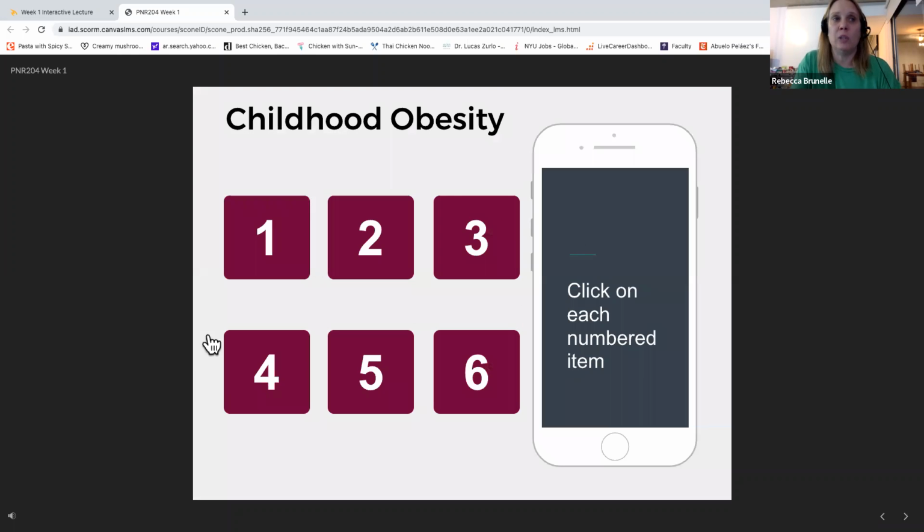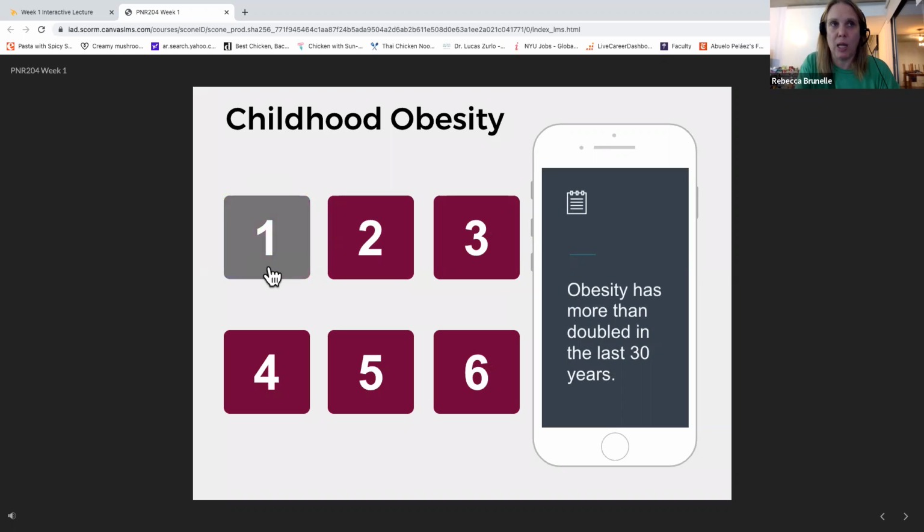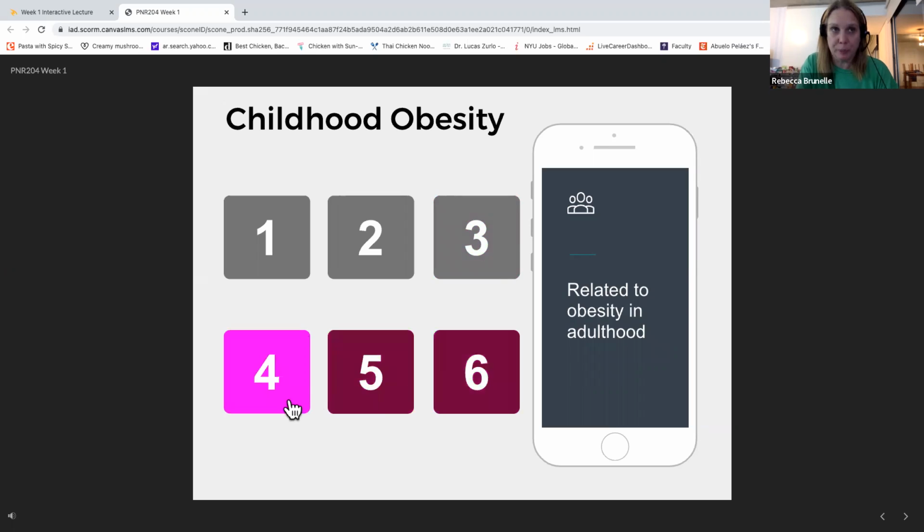So we're going to do a little bit about childhood obesity, and the reason why is just to remember that it's becoming more and more of a problem in our society. It's more than doubled in the last 30 years. In the 6 to 11 age group, it's gone from 7% of children being obese in 1980 to 18% in 2010. And if you're an obese child, you're much more likely to be an obese adult.